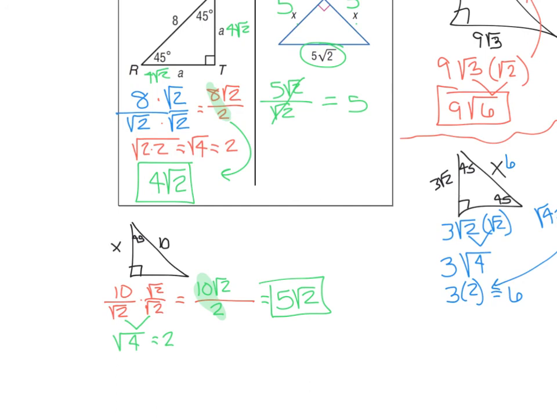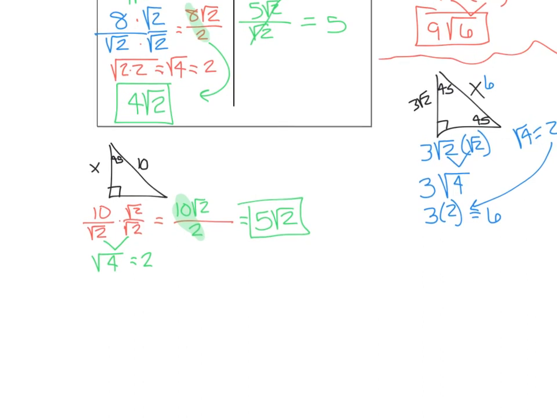All right, now sometimes you are going to get problems where you can't simplify the fraction any further, and that's okay. I'll show you one of those right here. So again, 45, 45, 90. We're going to solve for a leg value. Both these legs are the same because they're across from congruent angles. And let's say our hypotenuse is 7.